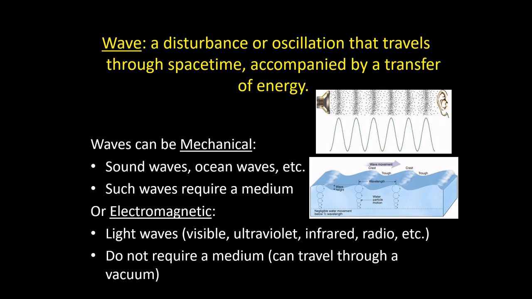Mechanical waves we are very familiar with. These are waves that need something to travel through. They actually have to have a medium to travel through. Sound waves and ocean waves, for example, have to have something to travel through. Sound waves travel through air. They're actually oscillations, waves of energy that get transferred through the air.